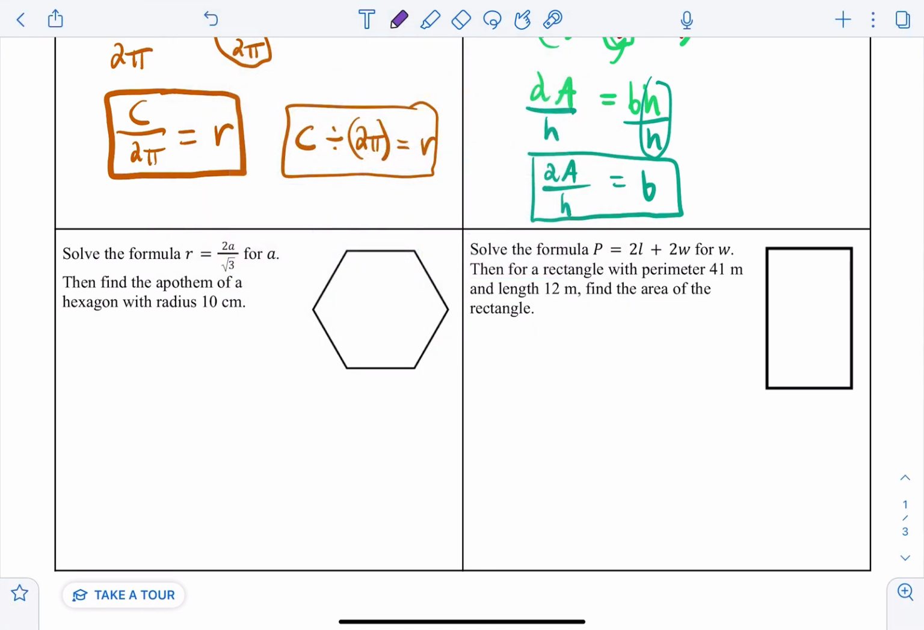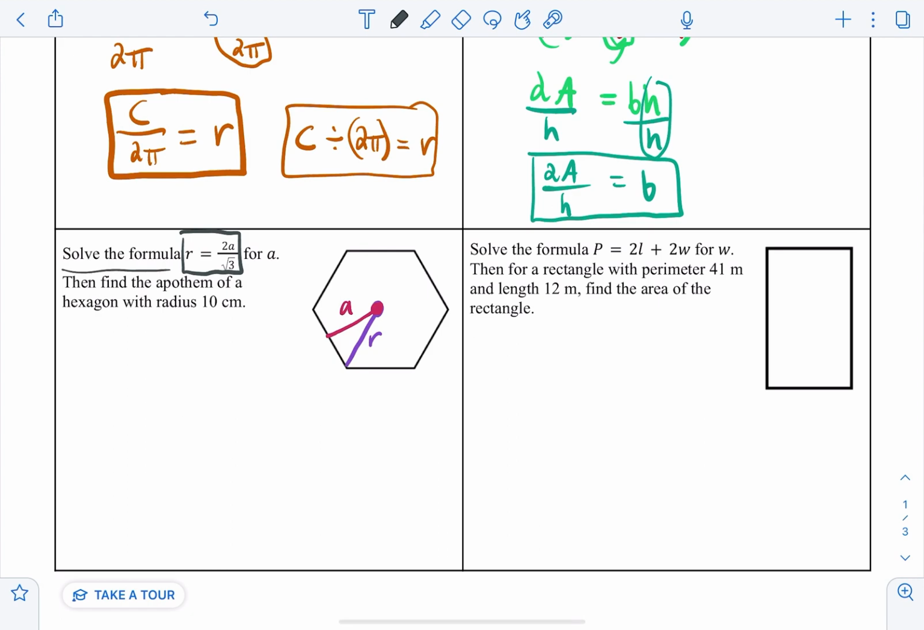It turns out that if you have a hexagon, the distance from the center of the hexagon to one of the corners is called a radius, kind of like when you have a circle. And if you go from the center of the hexagon to the middle of a side, that's referred to as the apothem of the hexagon. There is a relationship between the radius and the apothem: if r is the radius and a is the apothem length, then r is equal to 2 times a divided by the square root of 3.